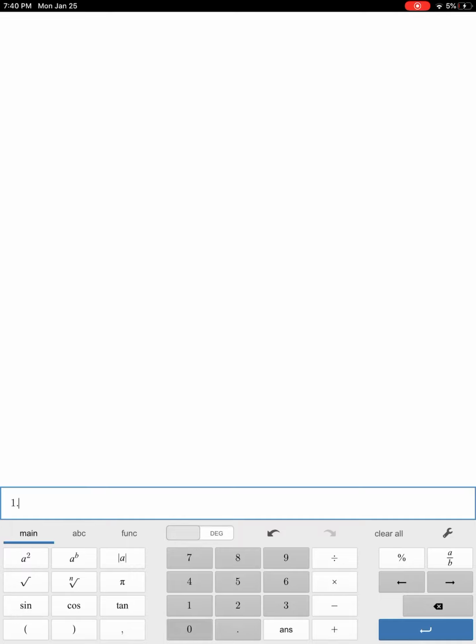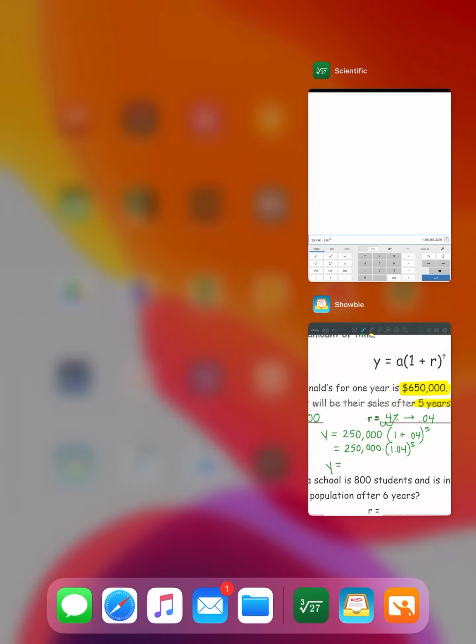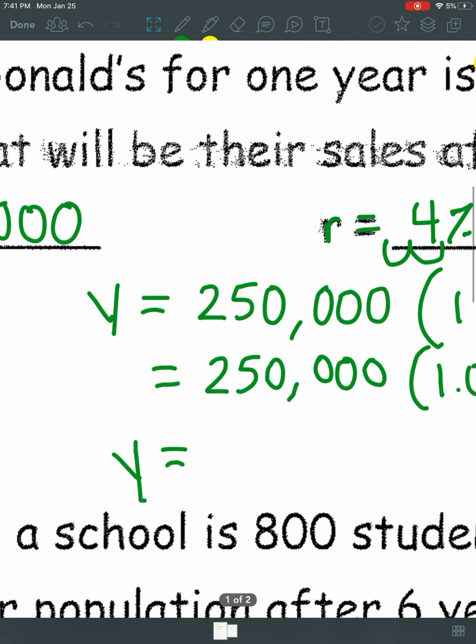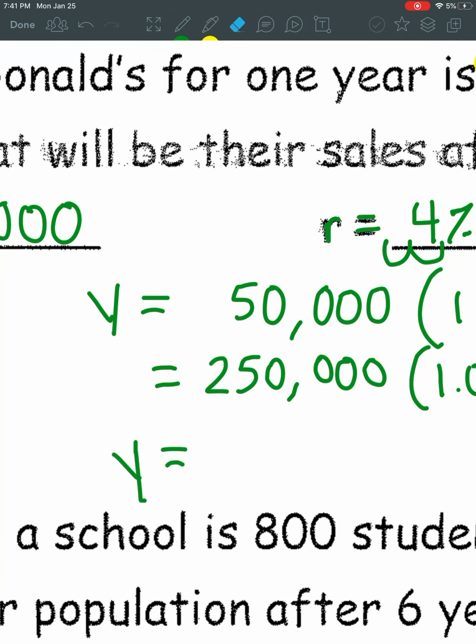Now, from here, what I would do is plug this entire thing into your Desmos. If you do 1.04 raised to the 5th power, you're going to get this big long number. If you round that, then that could potentially change it in the end. So what I'm going to do is type in my 250,000 times 1.04 raised to the 5th power, and I did something wrong. It is not 250,000, is it? I think I wrote that down wrong.